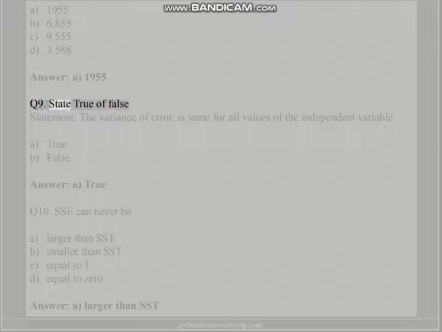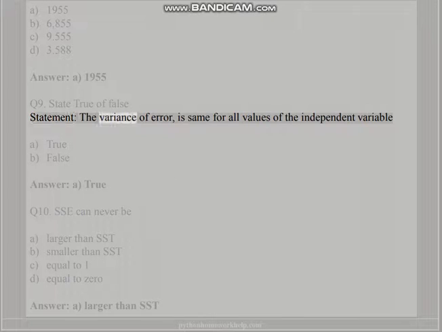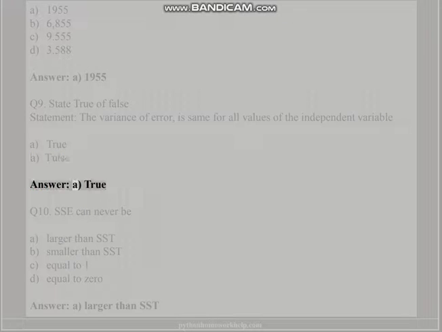Q9. State true or false statement. The variance of error is the same for all values of the independent variable. A. True. B. False. Answer: A. True.